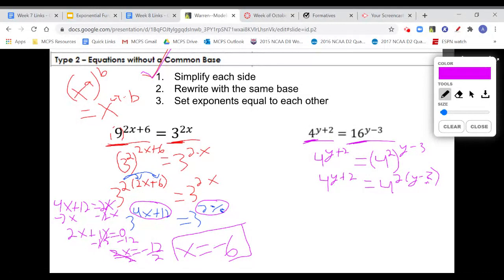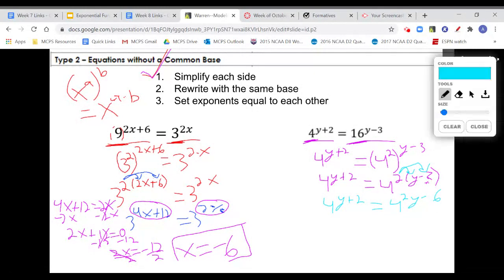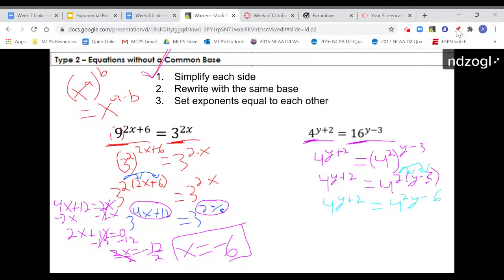When I go to actually solve that, I'm going to be distributing the 2 to the y and the minus 3. So the left gets rewritten as 4 to the y plus 2. The right gets rewritten as 4 to the 2y minus 6. And then from there, I can go ahead and set my exponents equal to each other because I finally have my common base. And y plus 2 is equal to 2y minus 6.